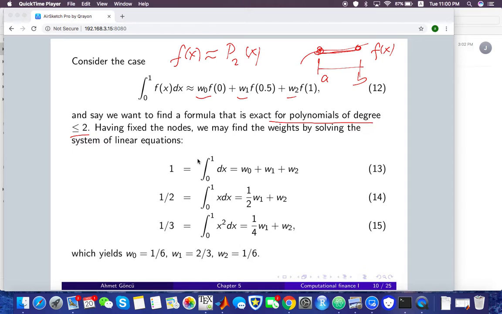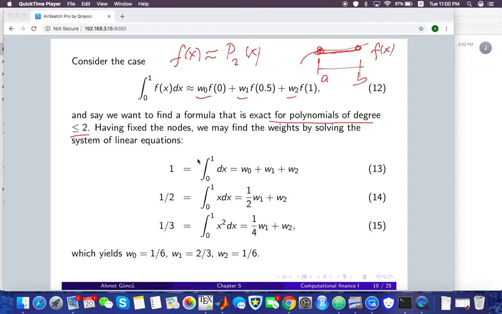And at the end of the derivation we can also see that it's also exact for polynomials of degree 3, which is going to be an extra outcome of this method. So let's start with how we can derive this Simpson's rule.